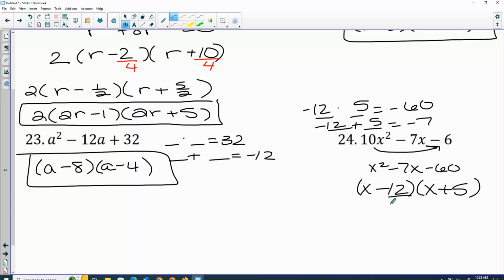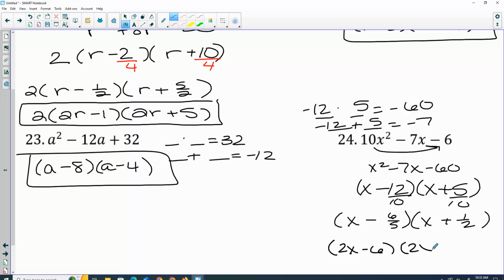Divide our... Okay, make sure you're reducing. 12 over 10 would reduce to 6 over 5. 5 over 10 reduces to 1/2. So then you slide the denominator in front, so that's 2x minus 6. No, 5x minus 6. And 2x plus 1.